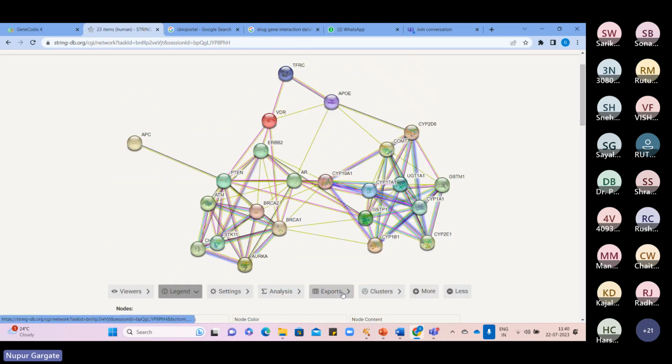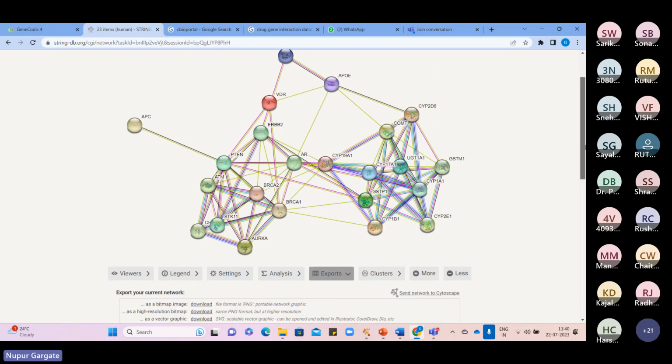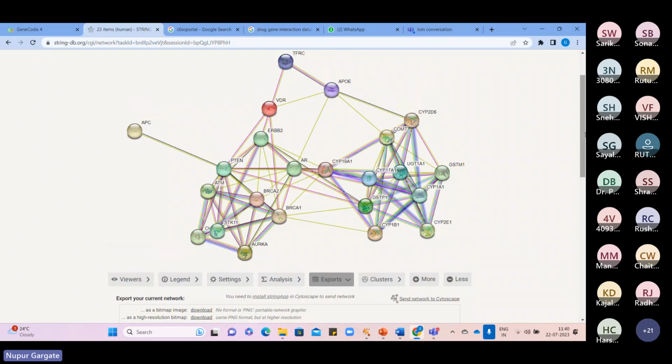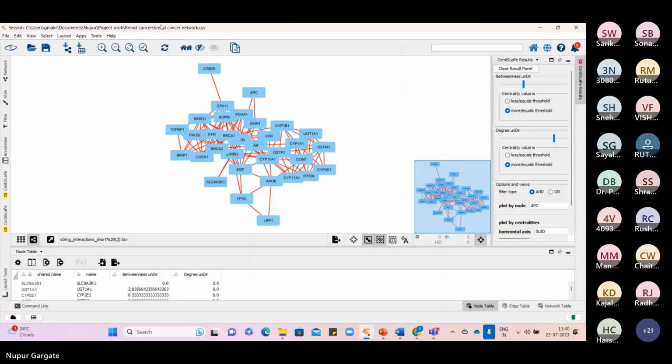When we click here on export, we will click on send network to Cytoscape, and it will immediately send the network to Cytoscape. I actually don't have the recent version of Cytoscape with me, so it is not actually transferring that to Cytoscape. But when you click here, it will immediately send the network to Cytoscape, and this is what the network looks like in Cytoscape. This is how it looks.